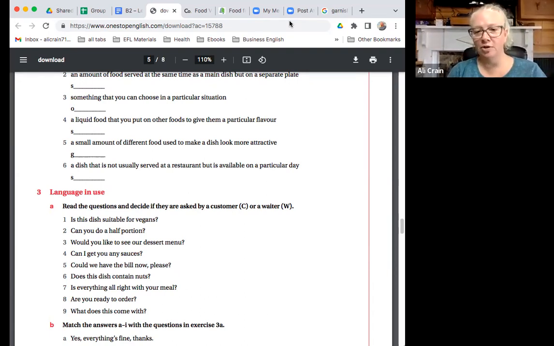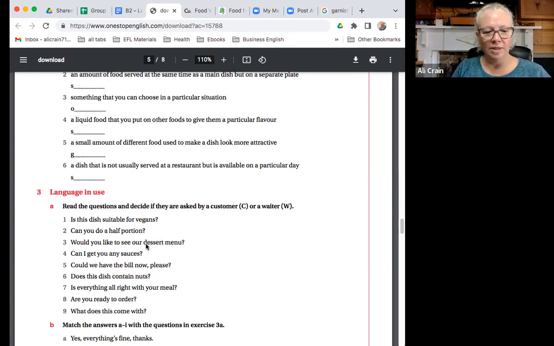So knowing whether or not something has gluten in it, or maybe if you have a milk allergy, does it contain milk or other allergies like nuts? So any of those types of allergies that you may have, you would want to be able to ask about that. Asking if you can do a half-size portion is also something that you might be able to do.